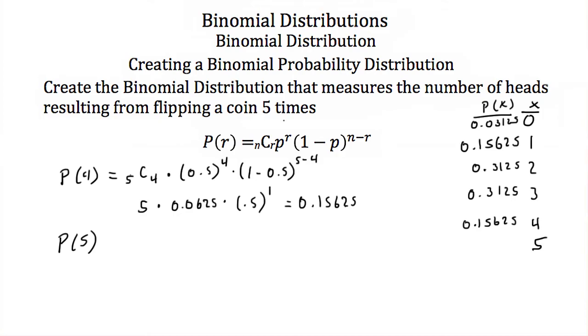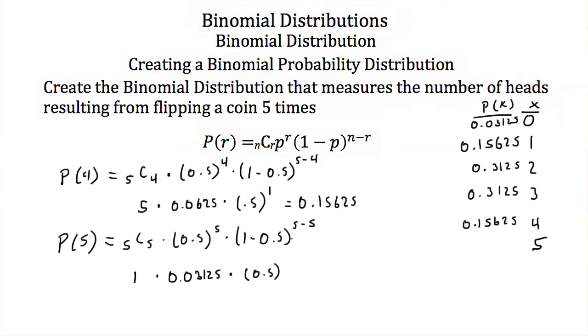Now lastly, we have to find the probability of getting 5 heads, or getting heads every time we flip the coin. So that's 5 choose 5 times 0.5 to the 5th power times 1 minus 0.5 to the 5 minus 5 power. 5 choose 5 is 1. 0.5 to the 5th power, that's equal to 0.03125. Multiplied by 1 minus 0.5, that's 0.5 to the 5 minus 5 power, that's the 0 power. So this is all equal to 1. So we have 1 times 0.03125 times 1, or 0.03125.